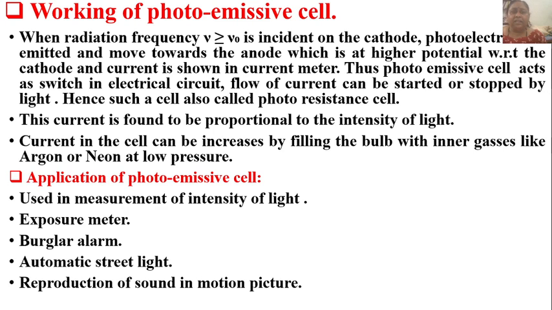Current in the cell can be increased by filling the bulb with inert gases like argon or neon at low pressure. Now, application of photoemissive cell. First, it is used in measurement of intensity of light. Second, it is used as exposure meter, in burglar alarm, and also in automatic street light, and it is used in reproduction of sound in motion picture.